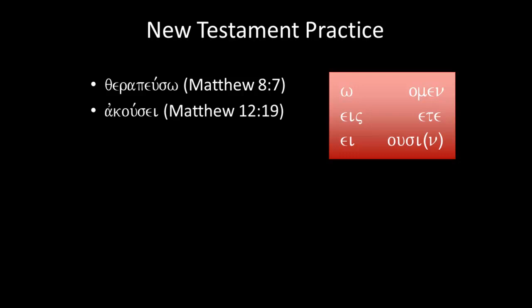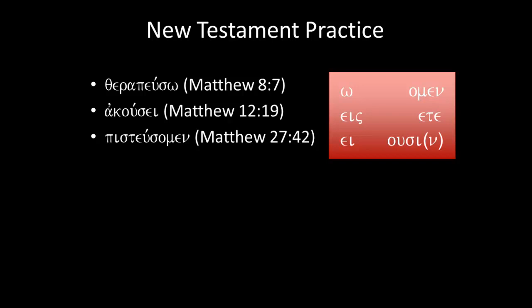Akuse. This is from akuo, I hear. Remember the word acoustics. That will help you. So akuse. You have that sigma. This is a key of future tense. And then that e ending. Let's look at our endings. Ei, es, ei, omen, ete, ousi. That's third singular. He, she, or it will hear.